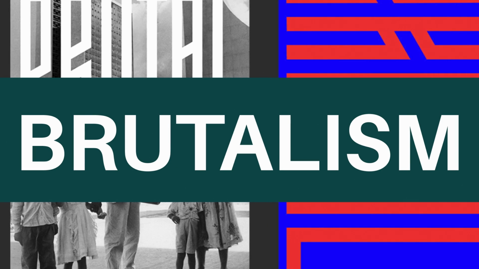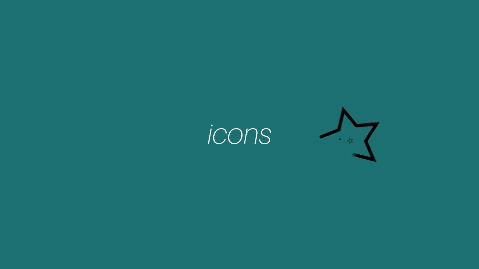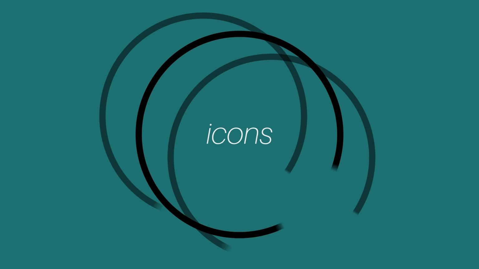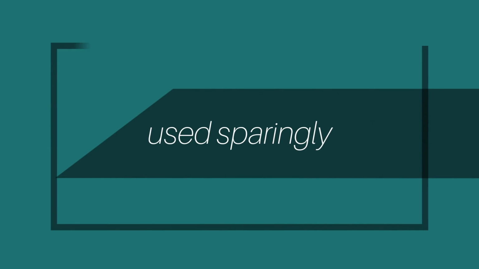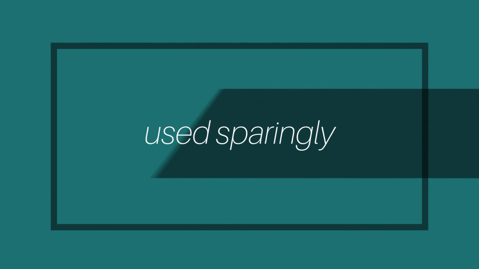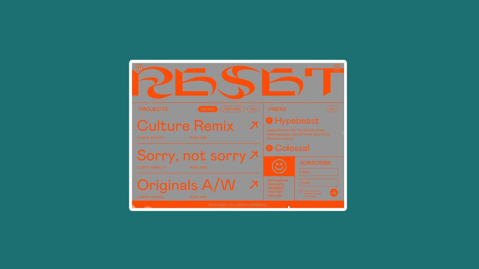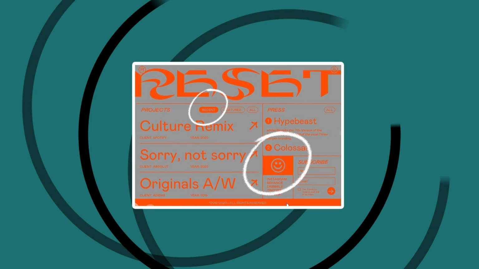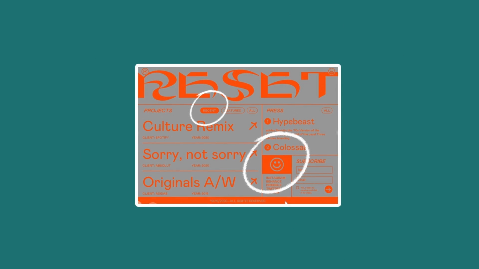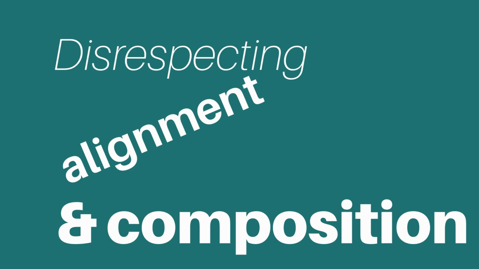Yes, brutalism is about raw materials, but that doesn't mean you cannot add decoration to your brutalist designs. Quite the contrary. Modern brutalist graphic design will often use icons such as stars, circles, or other kinds of motifs. These are usually used sparingly, and often they are used as a function and have a purpose in the design itself. Brutalist designs will also make use of these design elements in a way that just kind of looks a bit jarring to the eye, often by disrespecting alignment and composition.